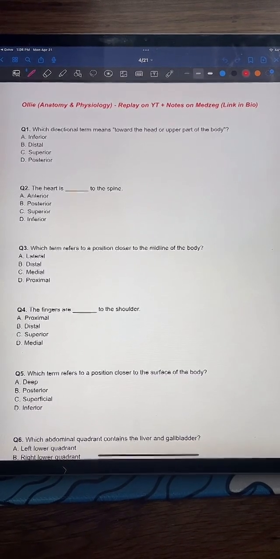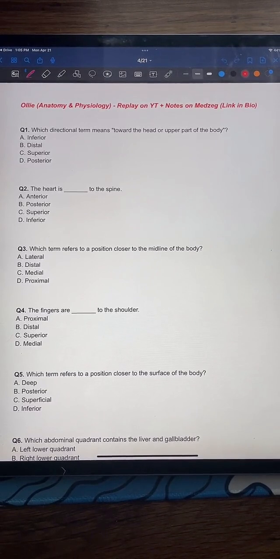We're going to do some Anatomy and Physiology preparation for the HESI and TEAS, Anatomy and Physiology 1, that we'll cover today.